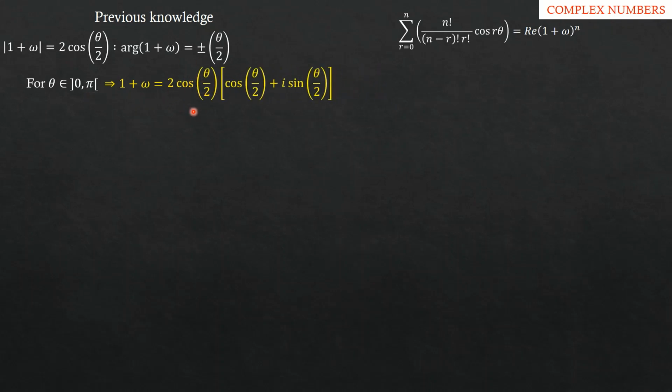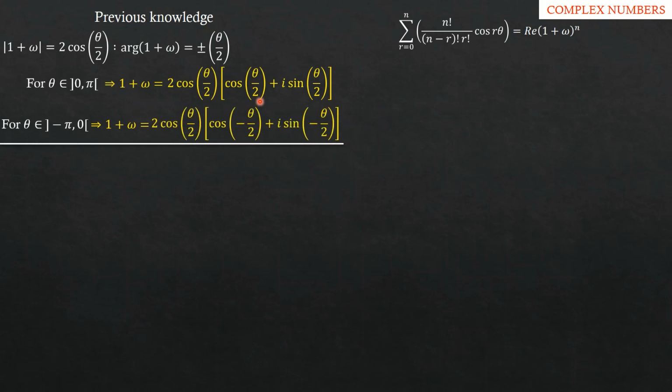So if I take the first interval, that's when theta is positive, 1 plus omega is the modulus, which we found as 2 cos theta on 2. The argument, since theta is in a positive interval, we saw that the argument will be positive. Theta on 2 is the argument, so writing it in the trigonometric form, we have the modulus, which is 2 cos theta on 2, the cosine of the argument plus I sine the argument. The argument is theta on 2. Now for the second case, we just replace the argument with negative theta on 2.